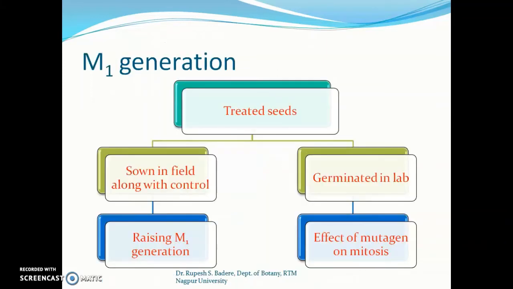Once the propagule is treated, most of the seeds are sown in the field along with the control in various experimental plots, and each plot will have a control. This population will give rise to the M1 generation. A few seeds you germinate in the lab to study the effect of the mutagen on the mitosis. It is one of the ways to confirm whether your mutagenization has been successful or not.